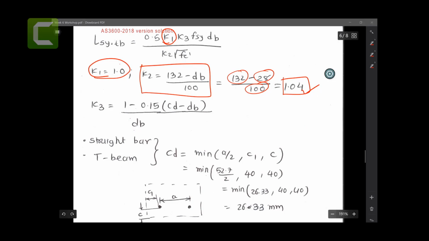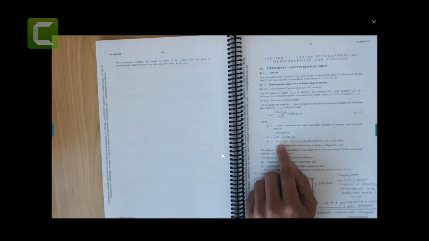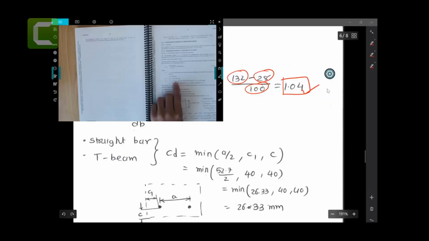K3. Now the K3 is here: 1 take away 0.15 times (CD minus dB) over dB, and dB is already 28, the diameter of your bar. CD we need to figure out. Now how can we figure out CD? CD is the minimum of A by 2, C1 and C2.